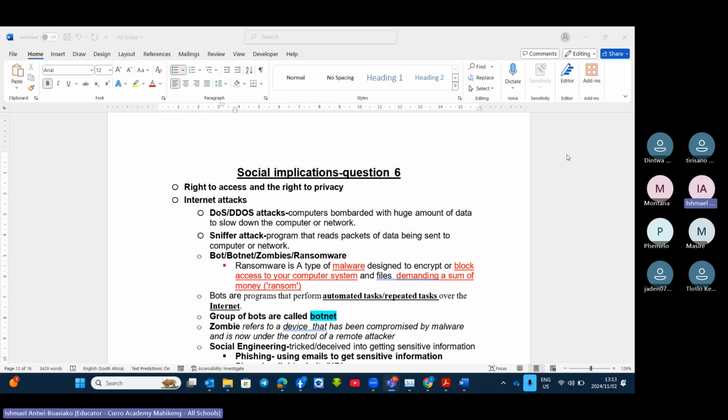So that is what you guys must know, the right to access to information and the right to privacy. Then we move straight to the internet attacks. We are going to look at the difference between DOS and DDoS. DOS stands for denial of service, and DDoS stands for distributed denial of service.